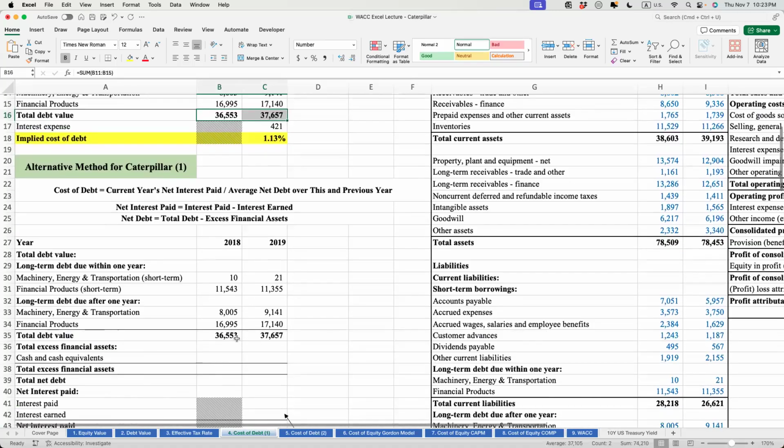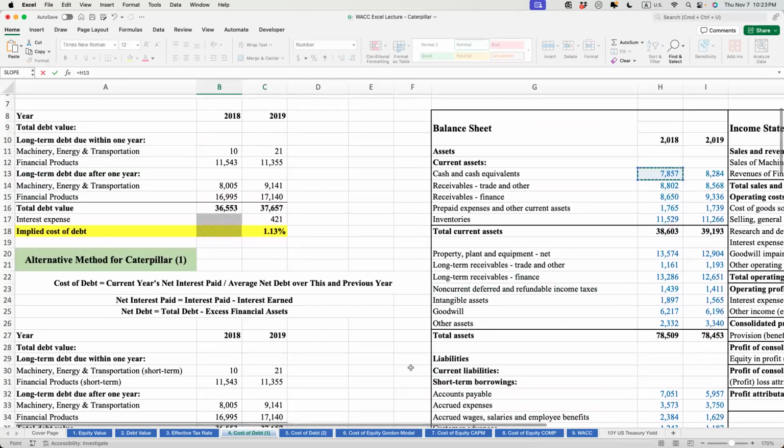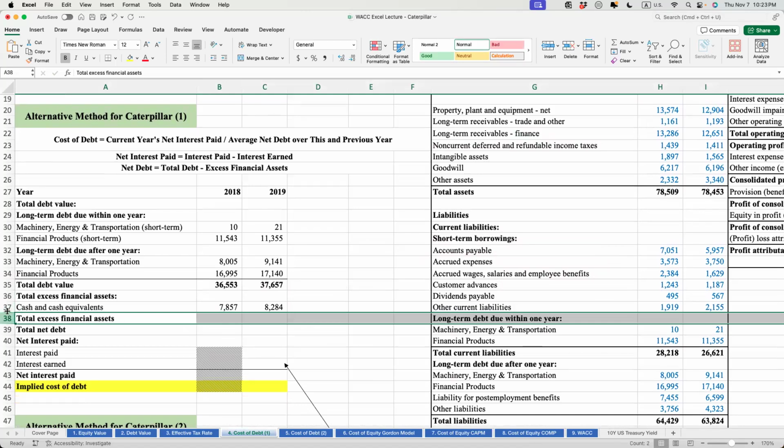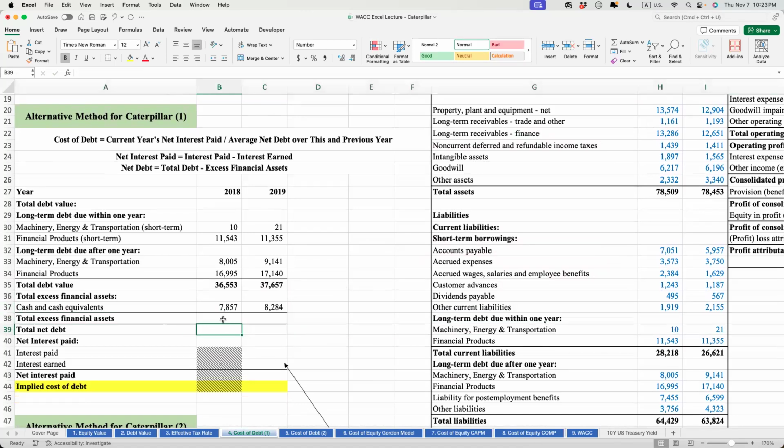But for this method, instead of using total debt, we do have to get another line here. Let's link the cash equivalents for both years, because we do want to calculate the net debt. Okay, I know there is only one row here. Actually, technically speaking, this row is not necessary. But if you do have separate rows, then you do have to calculate the total excess financial assets. So here we're only going to have one row. Let's just link it here. Then what is net debt? The net debt is equal to total debt value minus the cash equivalents. You get your total net debt.